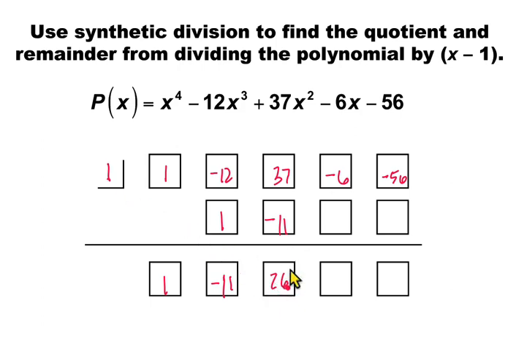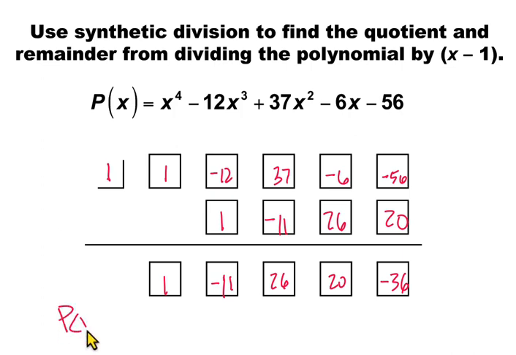37 combined with negative 11 is 26. 1 times 26 is 26, and it goes here. Negative 6 and 26 is 20. And then 1 times 20 goes here. Negative 56 and 20 is negative 36. So we end up with this division equation.